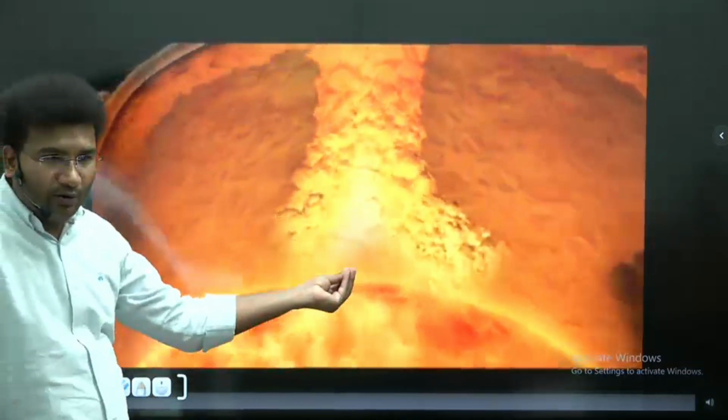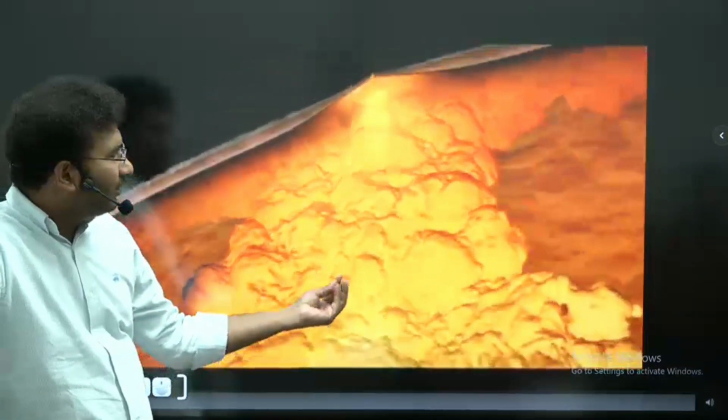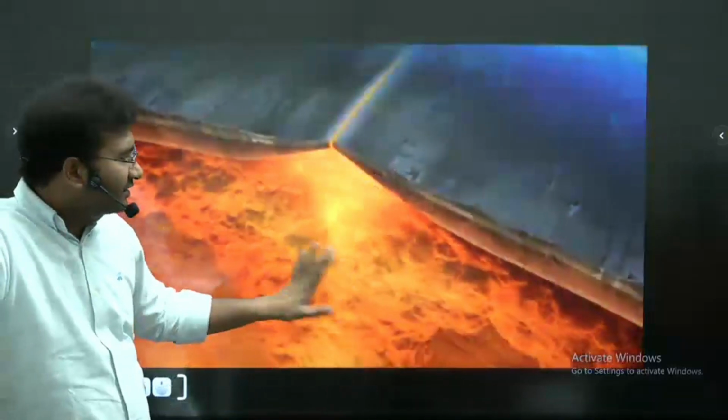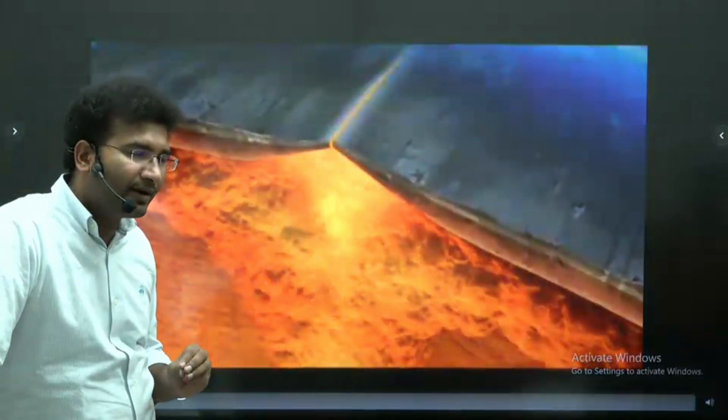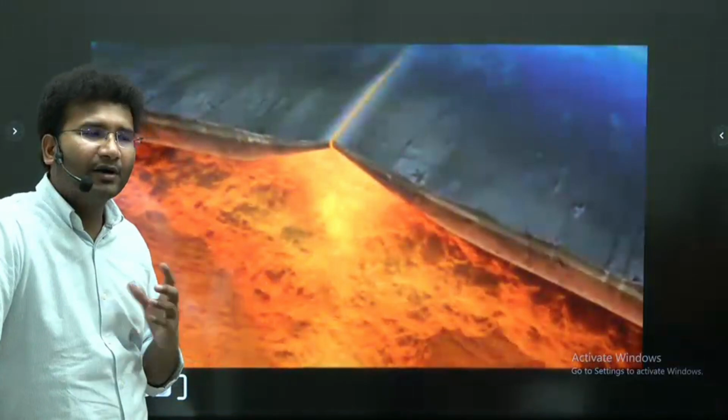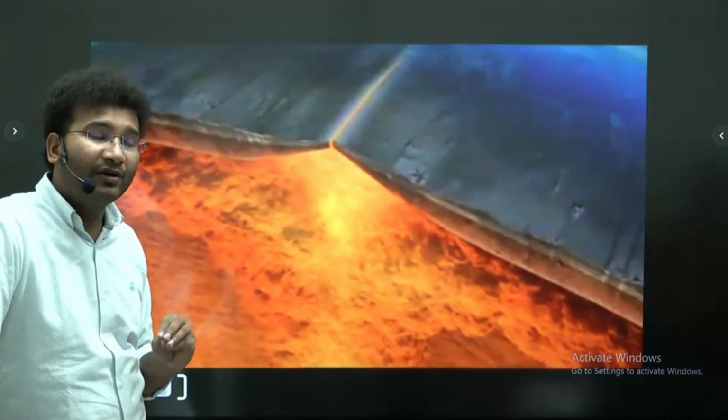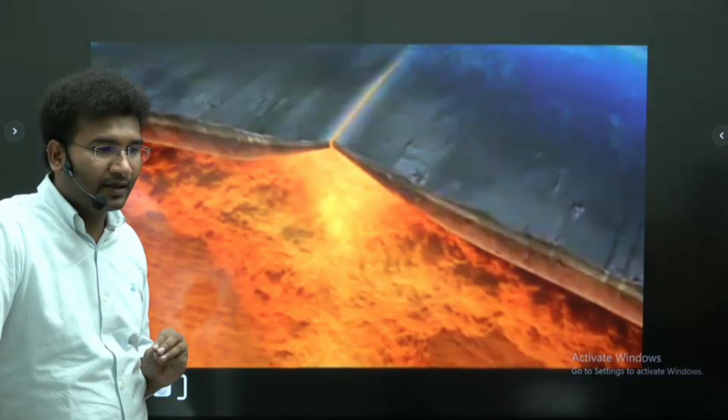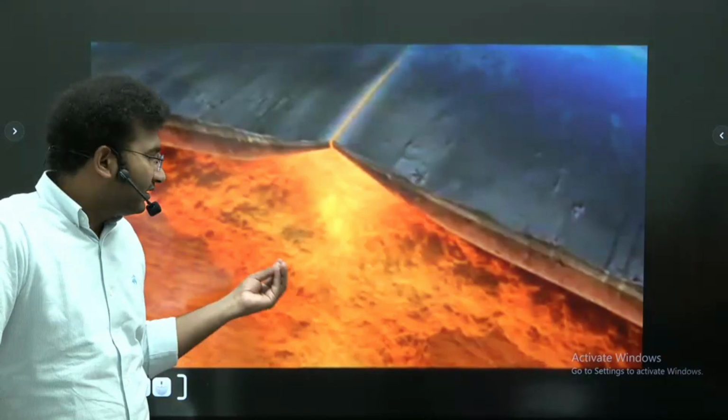Look here, outer core pe chal raha hai ye sab. This is where the outer core material is starting to rise up. Sometimes this can happen in the outer core, sometimes in the mantle, it can be happening anywhere. But majorly it happens at the boundary of the outer core and the mantle.